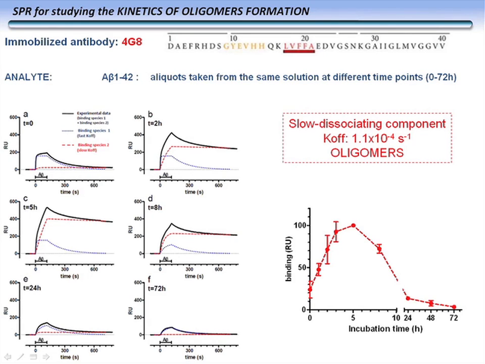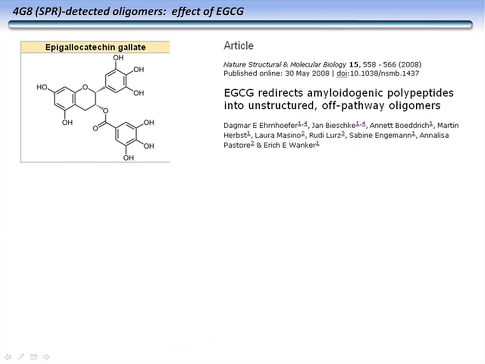We also obtained evidence showing that the oligomeric species detected by 4G8 in this SPR approach are actually the toxic oligomeric species. I have no time, but this is the main point of our paper. So we have a tool which is able to detect and to recognize toxic oligomeric species in a complex solution.